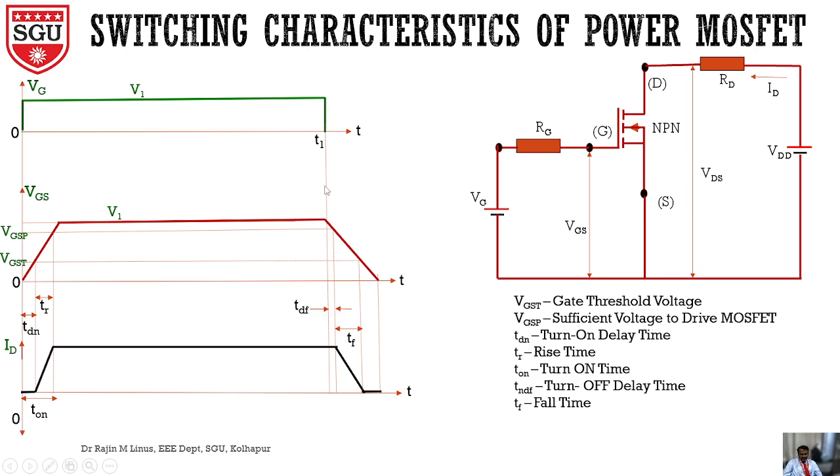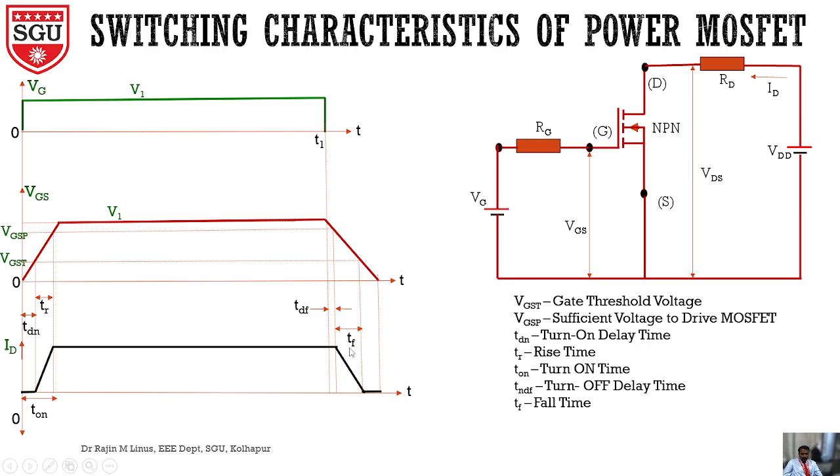So at T1, what have we done? We switched off the gate voltage. That means we removed the supply of VGS, so at T1 it will be 0. Even though we make the gate source voltage 0 at T1, it will not suddenly go to 0; it gradually comes down. There is some charge. I will tell you after explaining entirely why we require TDN, TR, TDF and TF.